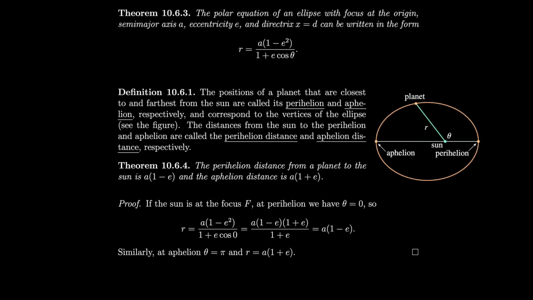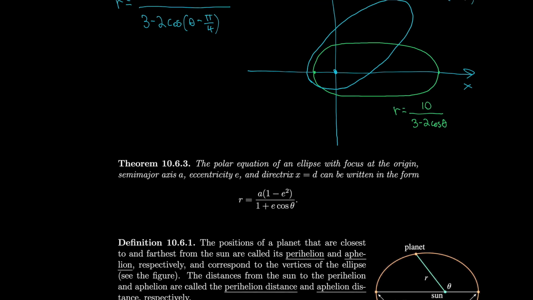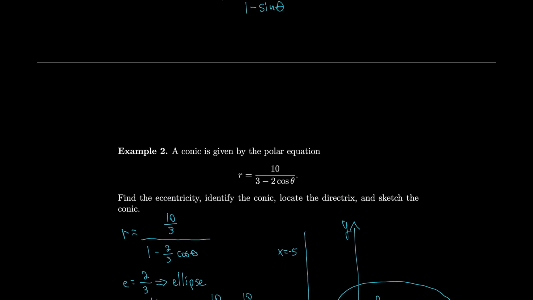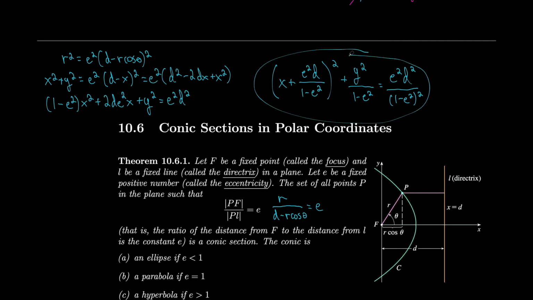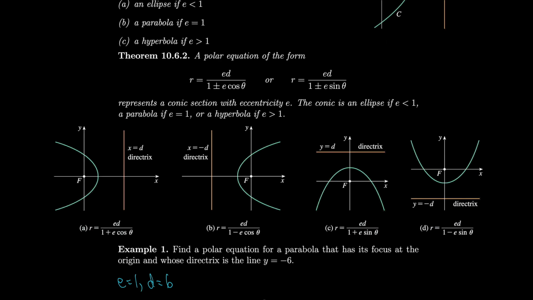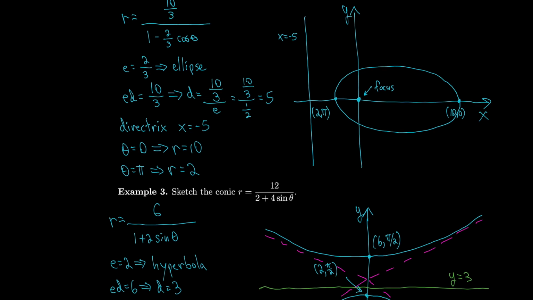The polar equation of an ellipse with focus at the origin, semi-major axis a, eccentricity e, and directrix x equals d can be written in this form. So you might be saying, well, what happened to the e times d in the numerator? Well, remember that we said that our equation for an ellipse in Cartesian coordinates would be this guy. So we can get what a is by dividing both sides by this. This is a squared. So e squared d squared over (1 minus e squared) squared is a squared.